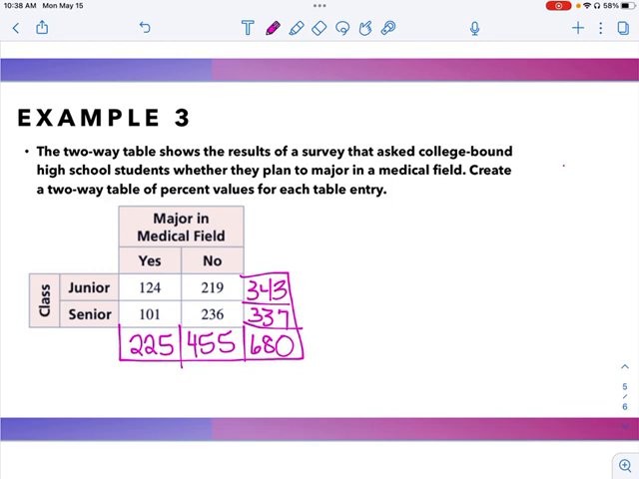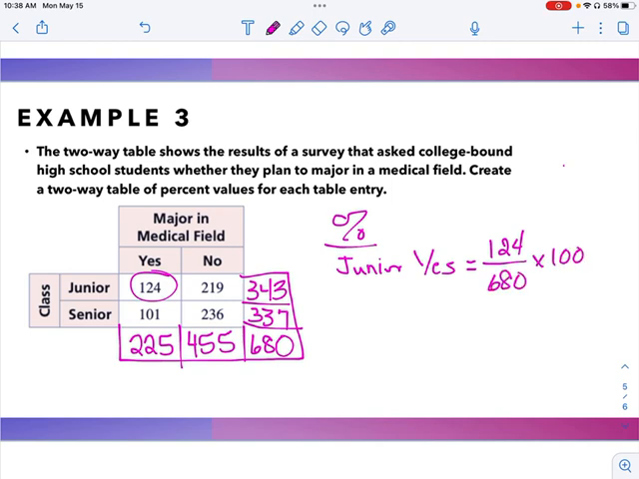So now let's say this. What if I said, what is the percentage of juniors that said yes? Remember to find that, you're going to take 124, how many said junior yes, divide it by the total, and multiply that by 100. So 124 divided by 680 times 100 is 18.2%.